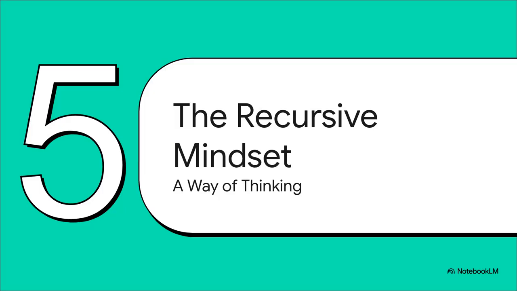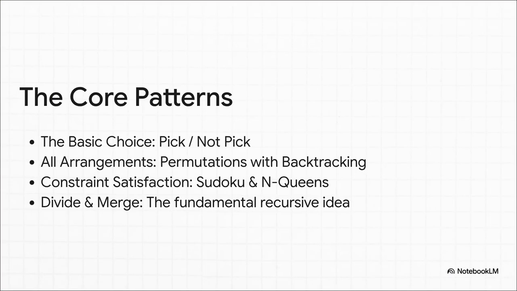So as we start to wrap this up, I hope it's becoming clear that this is so much more than just a neat coding trick. It's really a fundamental way of thinking about and breaking down problems. We've kind of built this whole thing up, right? We started with a simple pick, not pick choice. Then we leveled up to the powerful choose, explore, unchoose backtracking pattern that can solve these incredibly complex puzzles. And all of it, every single bit, rests on that one fundamental recursive idea. Break a big, scary problem into smaller, identical, manageable pieces.